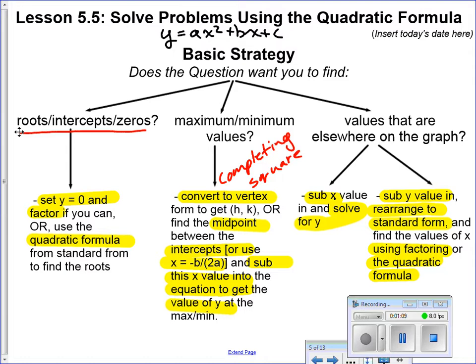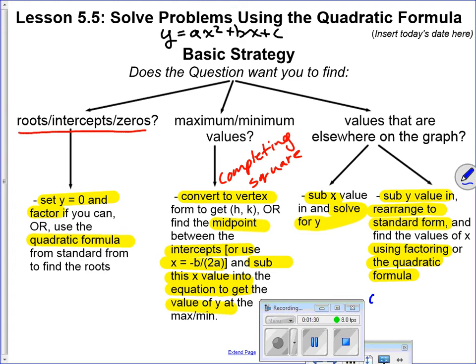Okay, now when we talk about values that are elsewhere on our graph, we're talking about either the x values or the y values. If we have an x value, all we do is sub that x value into our equation. If we have a y value, we plug it in and then move it to the other side to make it look like this: 0 equals ax squared plus bx plus c. And what that allows us to do is either factor by grouping, factor using the simplified form, or factor using the quadratic formula.